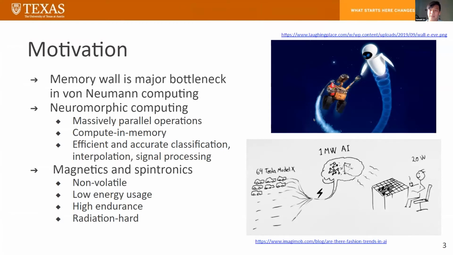So as the size scaling of CMOS gets more and more difficult, different methods of speeding up computation are necessary. One of the ways to tackle this is by reducing the memory wall, or the separation of computing elements and memory elements. Neuromorphic computing alleviates this problem where memory and compute are distributed, allowing parallel operations, computer memory, and efficient implementation of classification, interpolation, and signal processing.